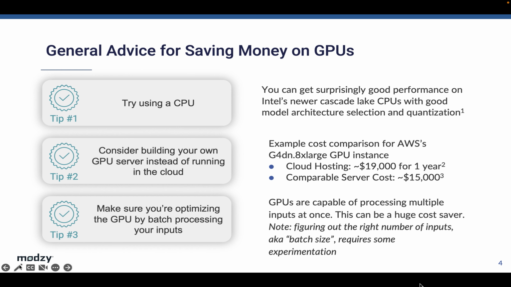But don't let that go to waste. Don't be sending one input at a time through the hardware. Make sure that you're adjusting and setting the batch size so that you're able to process as many of those inputs through the model at a time as your model and your hardware will support, which requires a little bit of experimentation. But if you can get it just right, it's a huge time savings, because then you can process all of your inputs faster and then turn the GPU off when you're done.